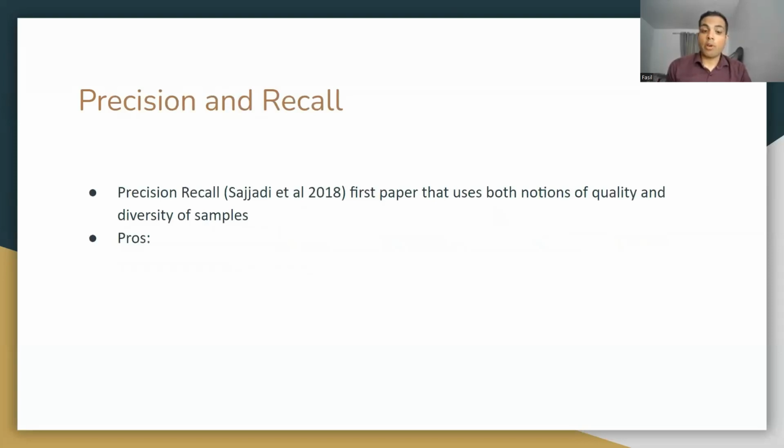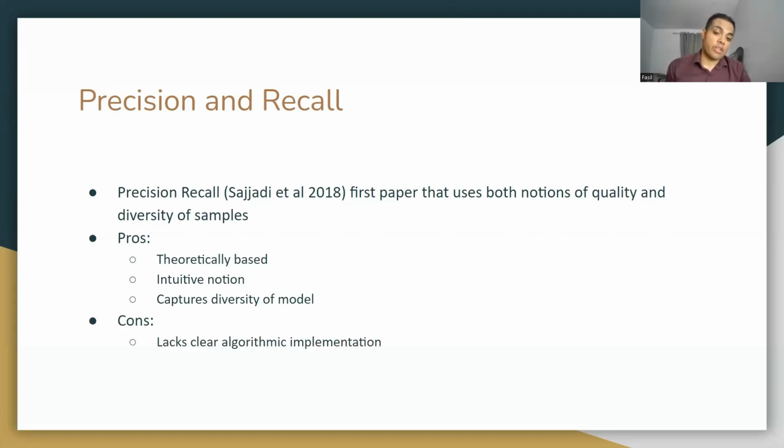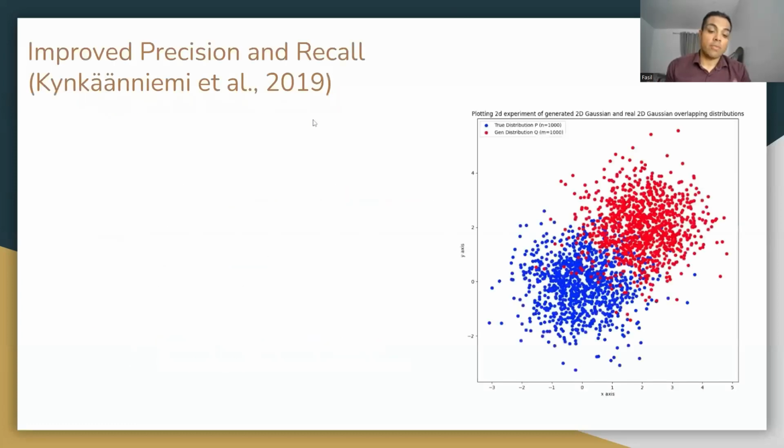This work has several pros. It comes with a very nice theoretical foundation. It's intuitive and it's informative. It also seems to do a good job at capturing the diversity of the model. However, some cons are it lacks a clear algorithmic implementation. The standard choice of implementation of this method uses k-means clustering, which is sensitive to random initialization. This is quite problematic, as some works have pointed out. So we now move on to those said works.